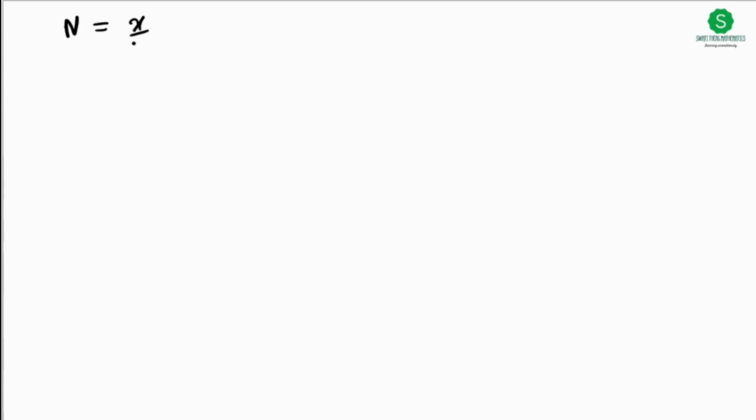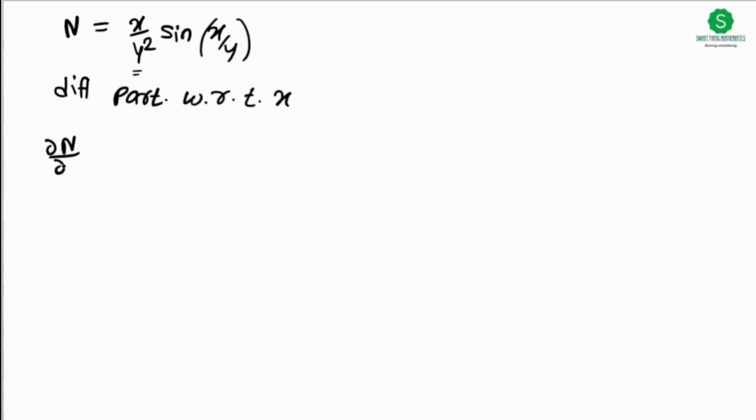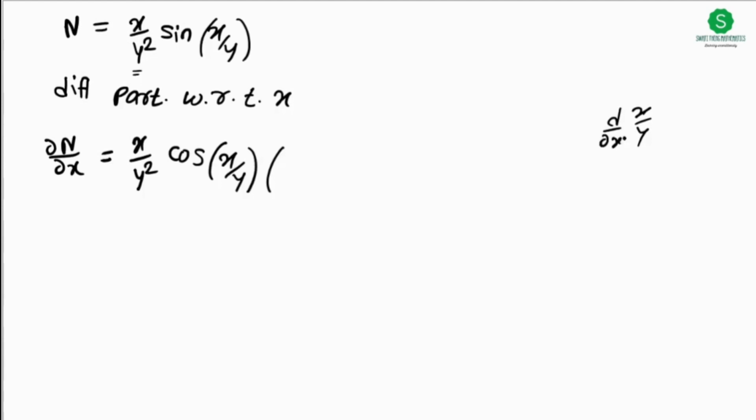But given n is x upon y square sine x by y. This n we have to differentiate partially with respect to x. So del n by del x is equals to first term keep as it is, derivative of second term, sine derivative is cos x by y, again derivative of angle term. So angle term is x by y, and if we differentiate this term partially with respect to x, so that time constant 1 upon y we have to keep as it is, and derivative of x with respect to x is 1. So derivative of angle term is 1 upon y.